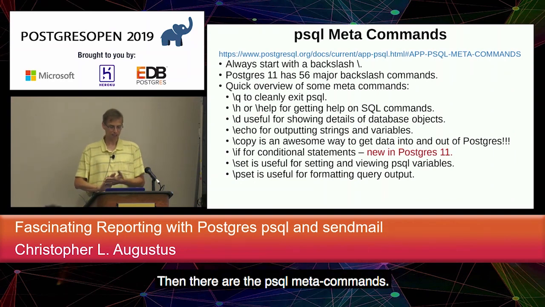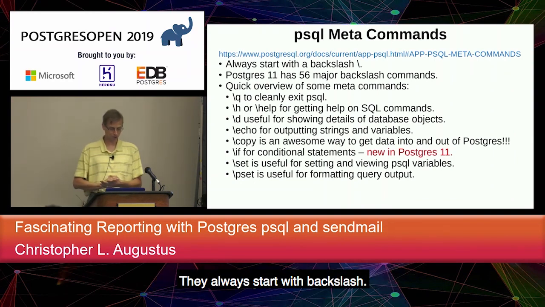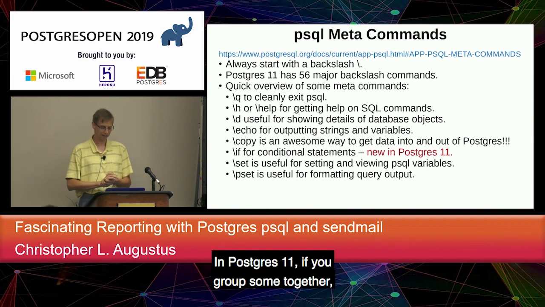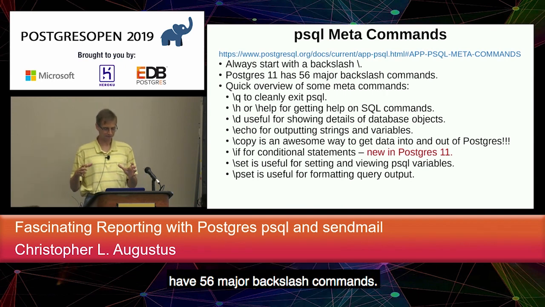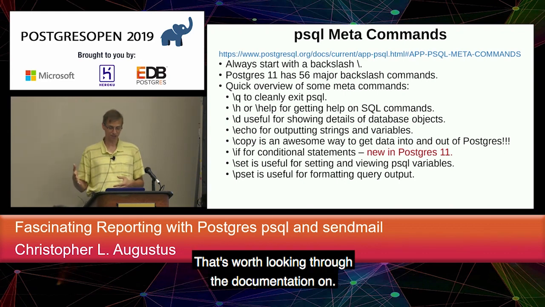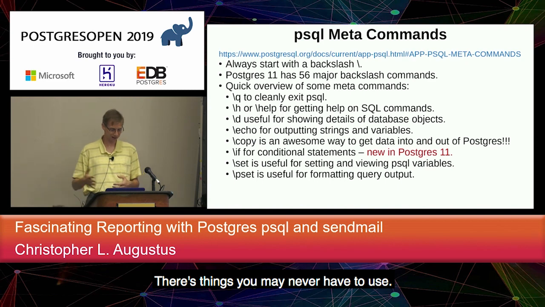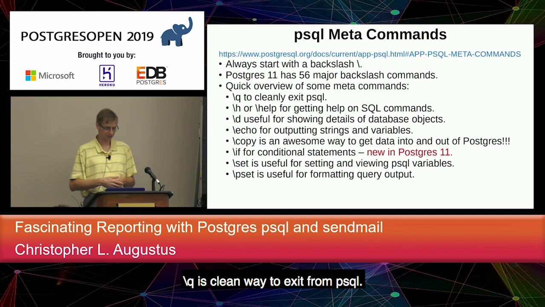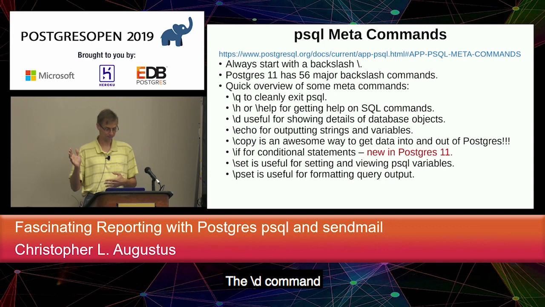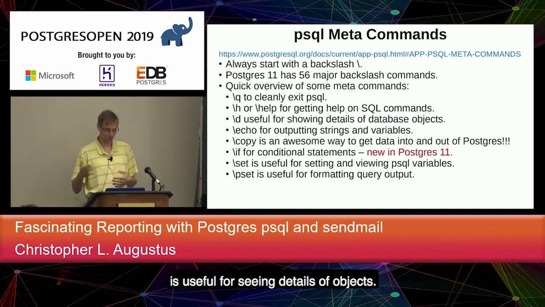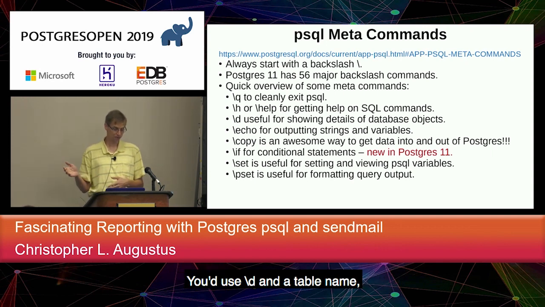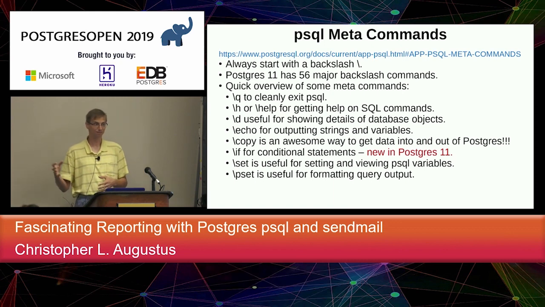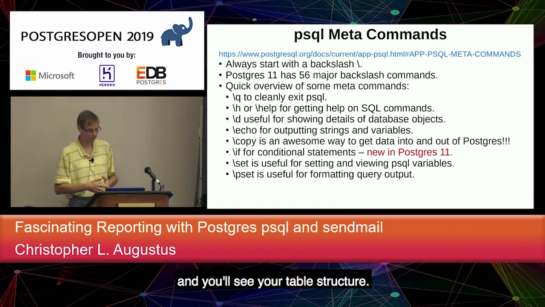And then there are the PSQL meta commands. And they always start with backslash, and Postgres 11, if you group some together, has 56 major backslash commands. And that's worth looking through the documentation on. There's things you may never have to use. So just a quick overview of some of these. The backslash Q is a clean way to exit from PSQL. You can get help. The backslash D command is useful for seeing details of objects. You just backslash D and a table name, and you'll see your table structure.